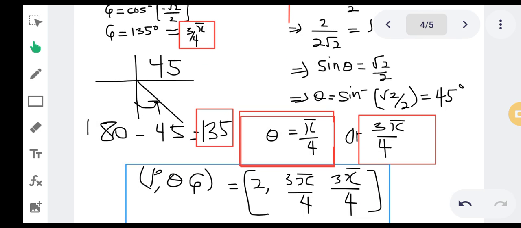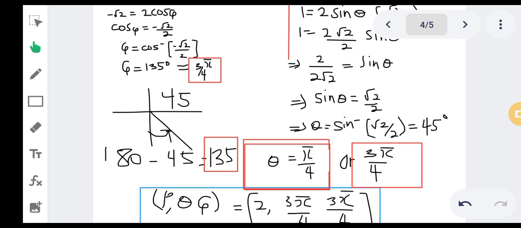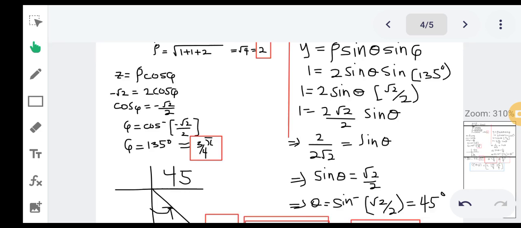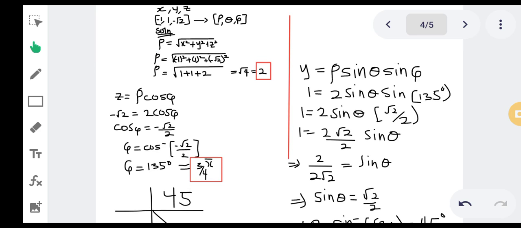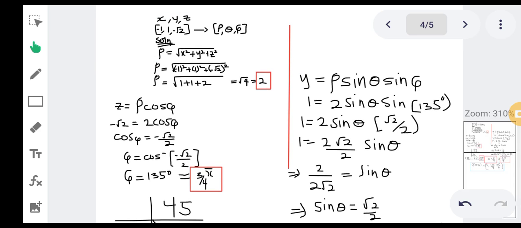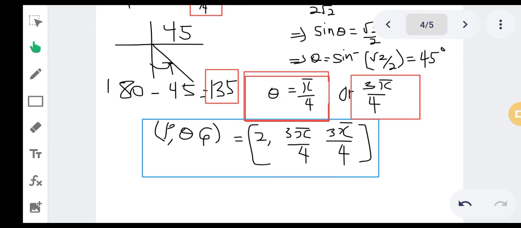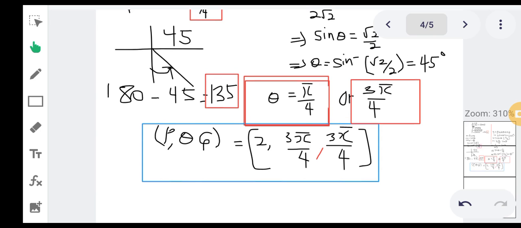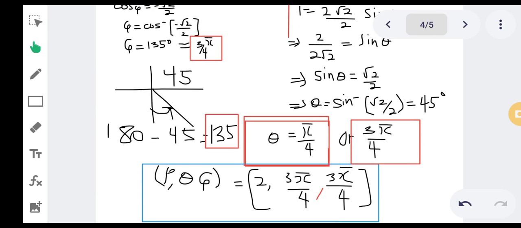So we are done because we know the value of theta, we have also found the value of phi, and we have also found the value of rho. What we are left with is to just write them in terms of the coordinates. You are going to get 2, which is the rho, comma, theta which is 3 pi on 4, comma, 3 pi on 4. So that's it.